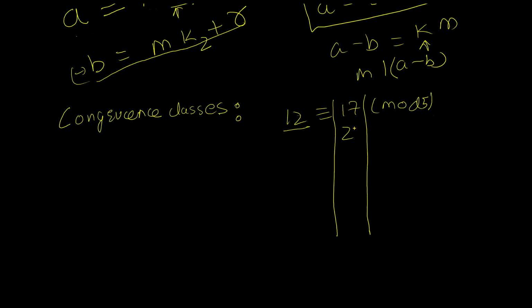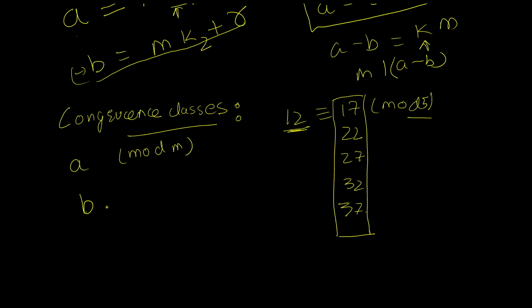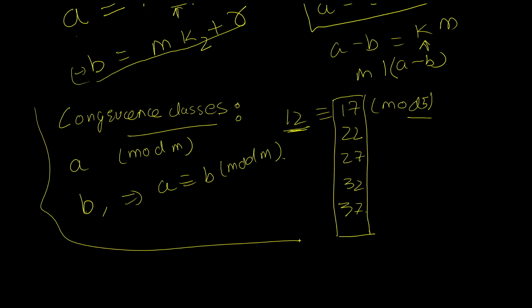Because 22, let's say, also leaves the same remainder. So does 27 and 32 and 37 and so on. So all of these numbers form the congruence class of 12 mod 5. So the congruence class of A mod m can be defined as the set of all B's for which A is congruent to B mod m. So this is just a terminology to be careful about.